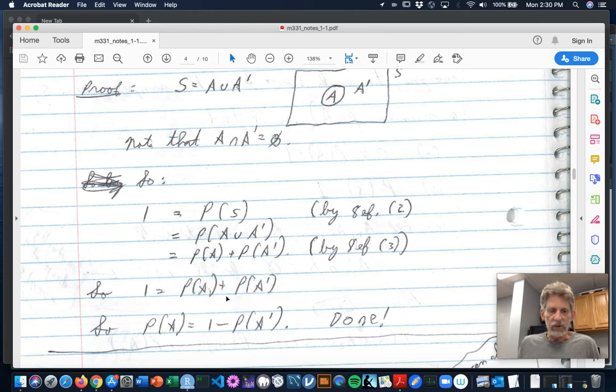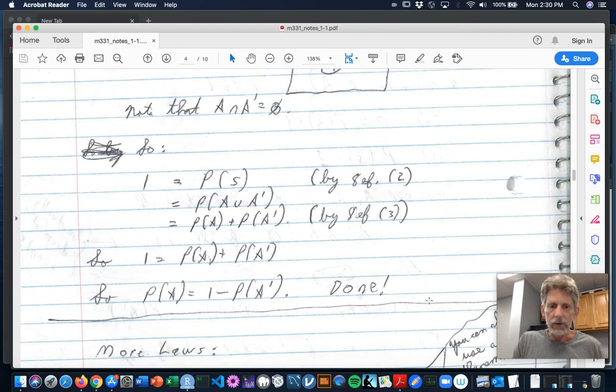And so then we just have to solve for P of A, and we get the law that we were supposed to prove. We are done. So that's really cool. You can use the set theory to totally formally prove this intuitive idea about probability that you've had for a long time.